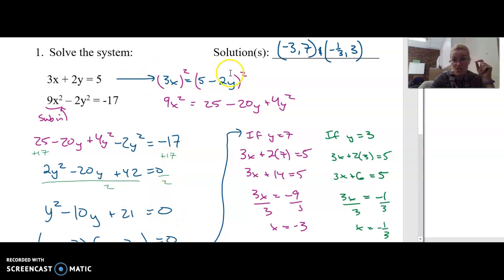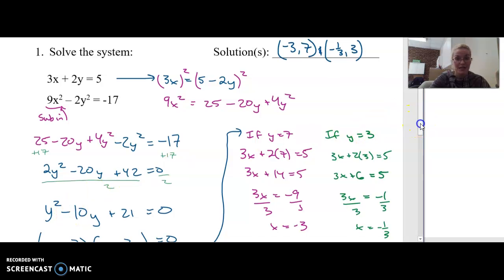Some of you started the exact same way, but then you divided everything by 3, and then you substituted x equals 5 minus 2y all over 3 in for this x. And then you squared it, and then you multiplied everything by 9, and you ended up getting the exact same thing. And that's perfectly fine too, if you want to do it that way. I like my shortcut hack.